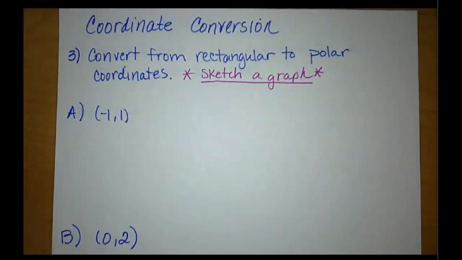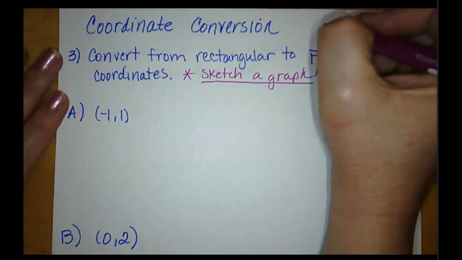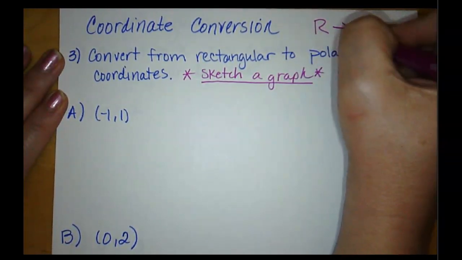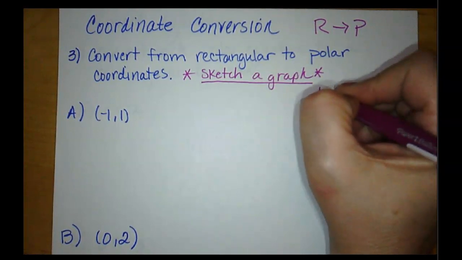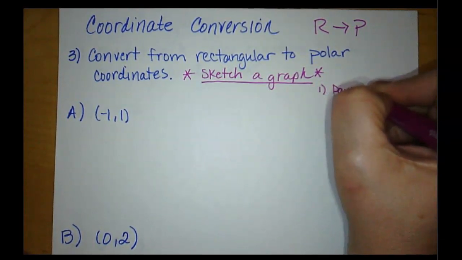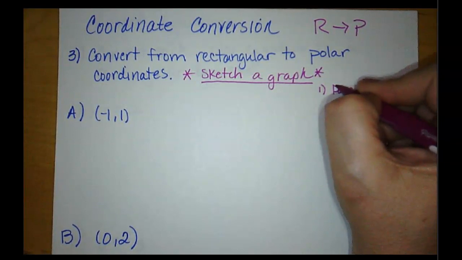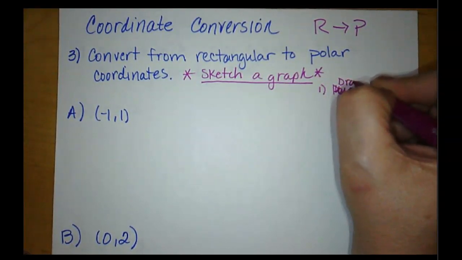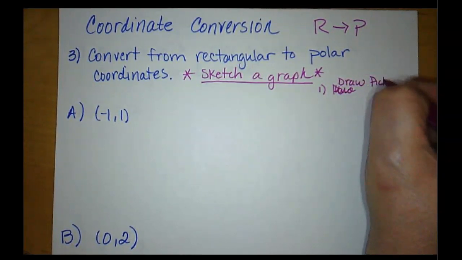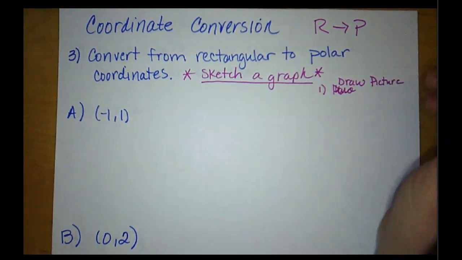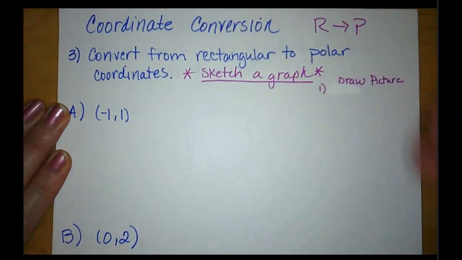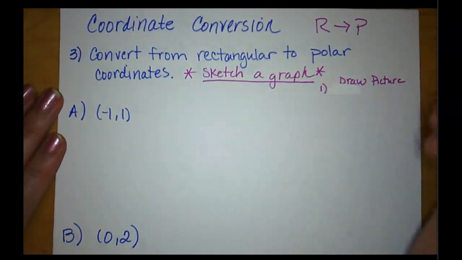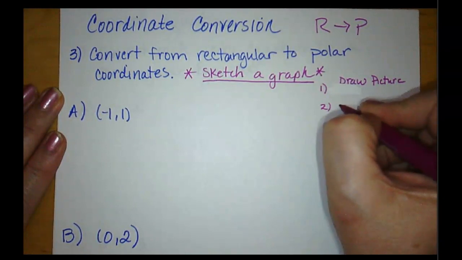Okay, so now we're going to go back the other way, and we're going to start with rectangular points, and we're going to convert them to polar points. All right, so to do this, it's very similar to what we did last time. One, we're going to draw the picture. So we're going to draw our picture. And then once we draw our picture, then we're going to use our conversion facts.